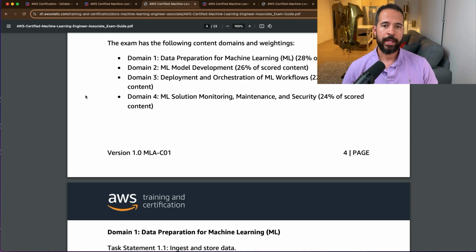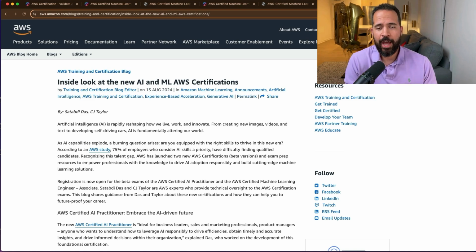And domain 4, machine learning solution monitoring, maintenance, and security, worth 24% of scored content. So make no mistake about it. Now, there is going to be some overlap between the Machine Learning Engineer Associate certification and the Machine Learning Specialty. But now I really want to take what we've learned here and call out the major differences.